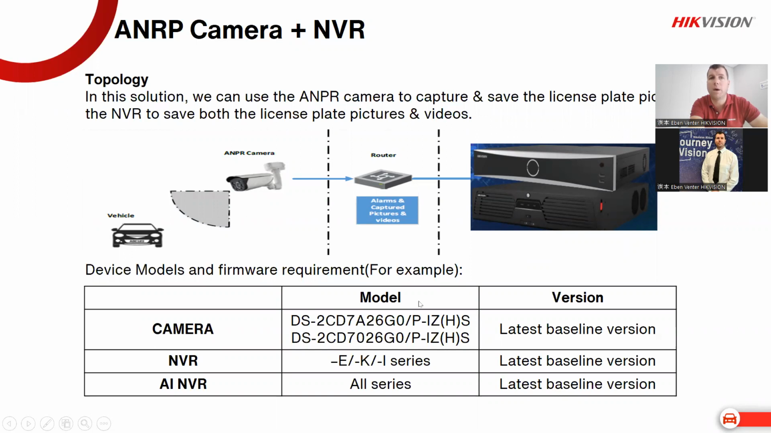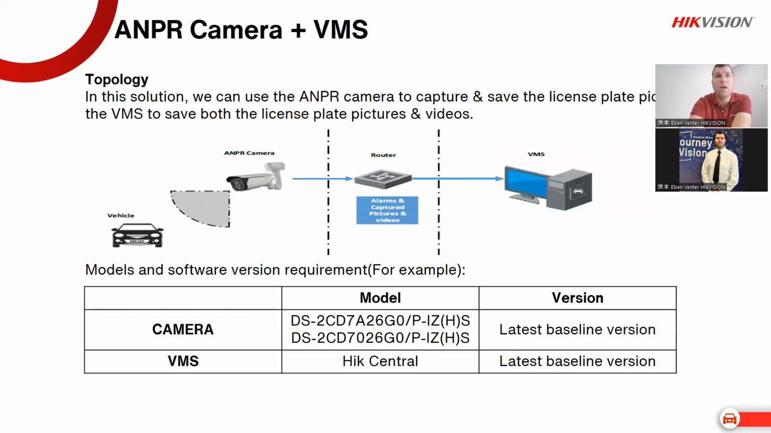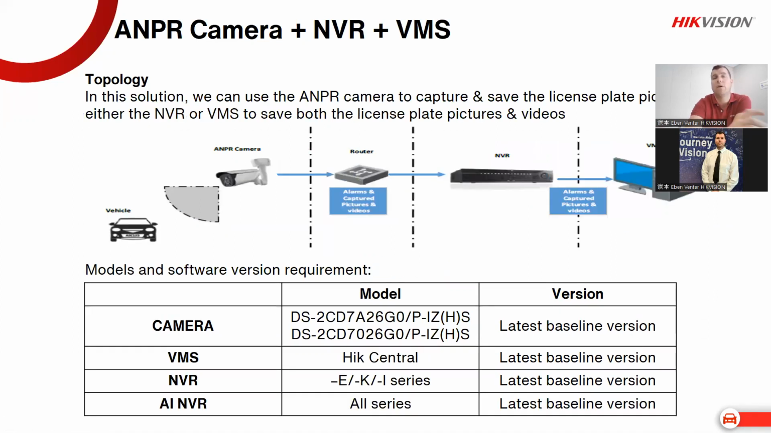So we have different NVRs that we can be using from our I series, and also our deep learning algorithm AI NVRs, which are very advanced and have all the latest firmware on them. And if it's not updated, the best is to update that as well. Next up is obviously we can also take it to our VMS. That will be for HIK-Central itself. So you can take your ANPR camera through your switch to your software, to make life a little bit easier and to have more control. Or you can even have it both ways. You can take it from the camera to your NVR and then to your iVMS or your VMS itself. So it gives you that capability.